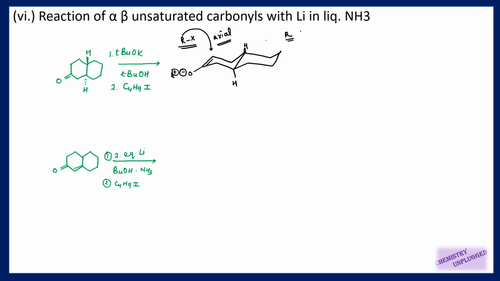But if you have an R group here, then you will get equatorial attack. In the case of a proton, you will get axial attack, while in the case of R at this position, or you can say R dash at this position, you will get equatorial attack of the alkyl group, right? So because we have only a proton here, this R will attack from the axial side, meaning you will get this group attached at the axial position.